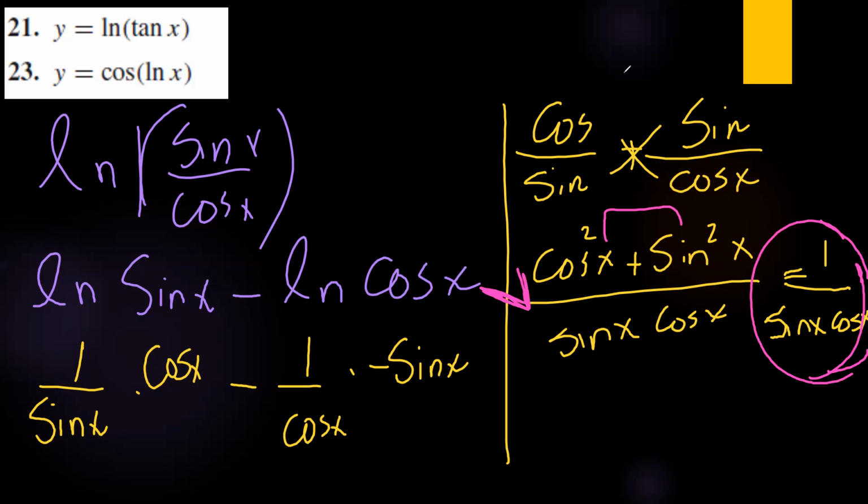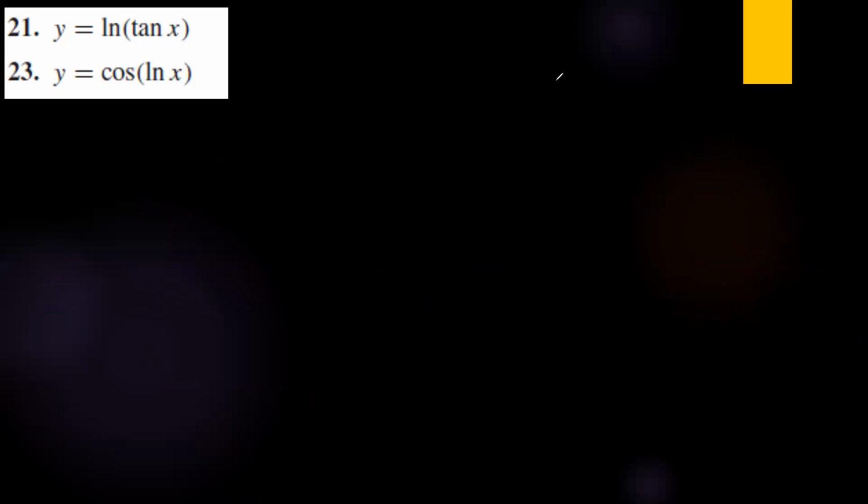Is there any question? No, teacher. Now let's solve number 23. In number 23 here, y is cosine ln x, and then you need to find its derivative.